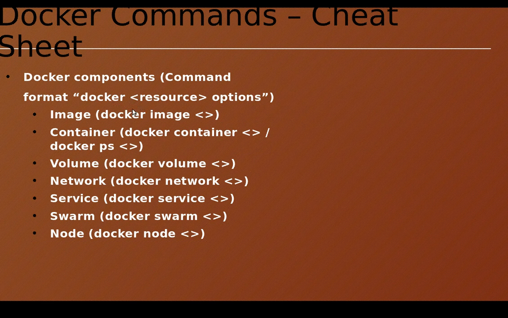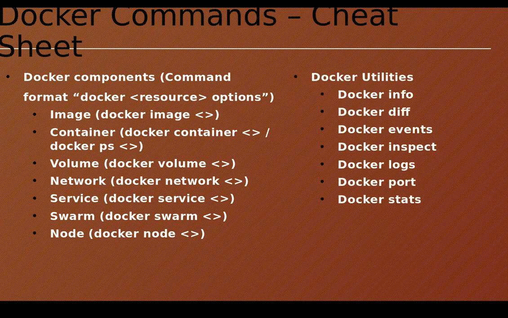This is the format, and there is also chaining of commands, like in Linux where we can take the output of one command and push it into the input of another command. All those options are available with Docker as well. Then we have a list of utility commands: Docker info, Docker diff, Docker events. Docker info gives you info about a resource, like an image. Docker diff shows the list of changes over that particular image.